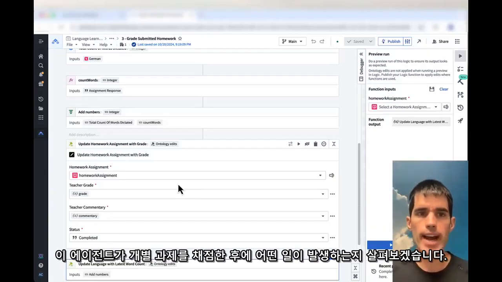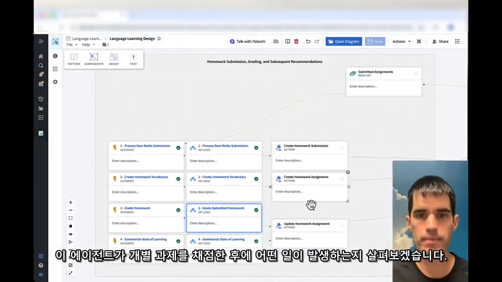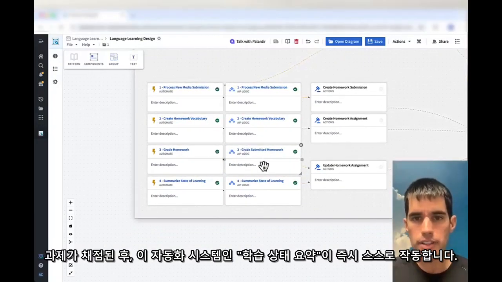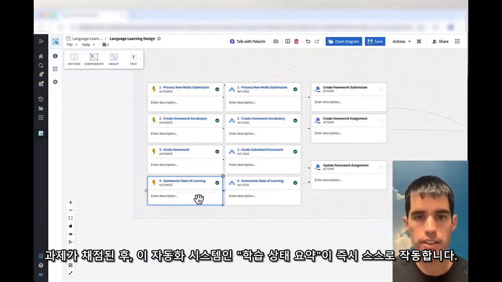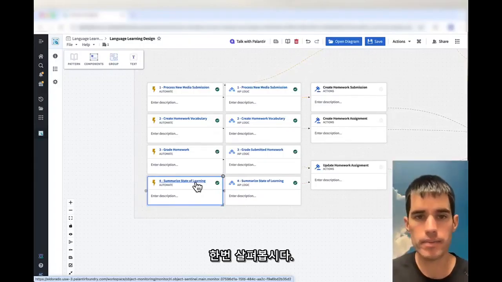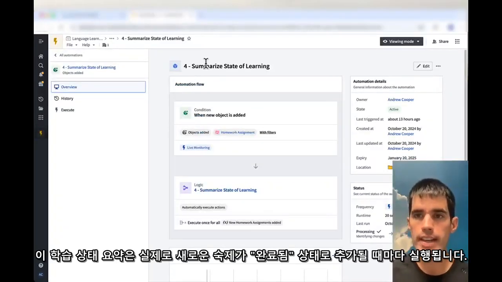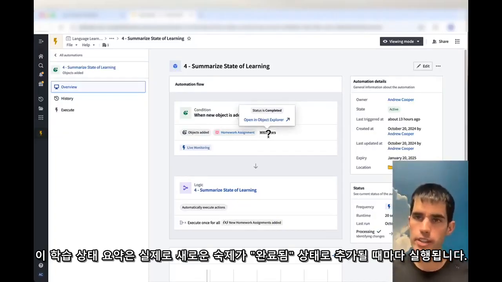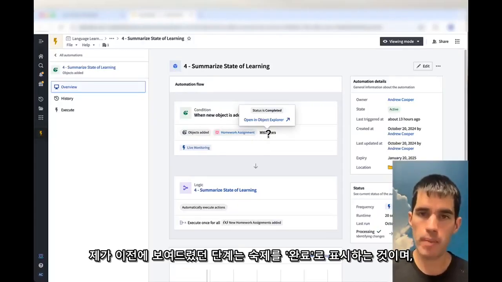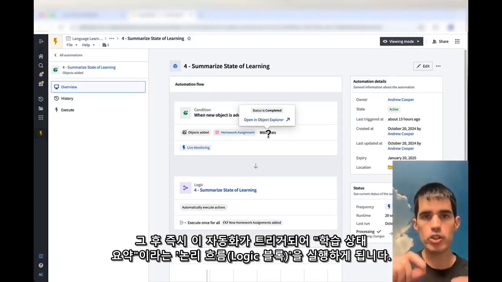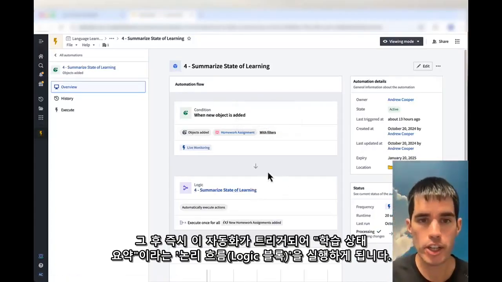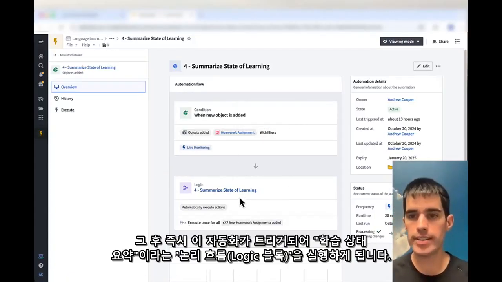Well, let's take a look at what happens after an individual assignment is graded by this agent. After this assignment is graded, this automation here, summarize state of learning, immediately triggers on its own. So let's take a look. Cool. So this summarize state of learning is going to run every time a new homework assignment is added with the filter status of completed. So literally that step I was showing you previously, it's marking my homework assignment as completed, and then it's immediately triggering this automation, which in turn runs this logic flow, summarize state of learning.